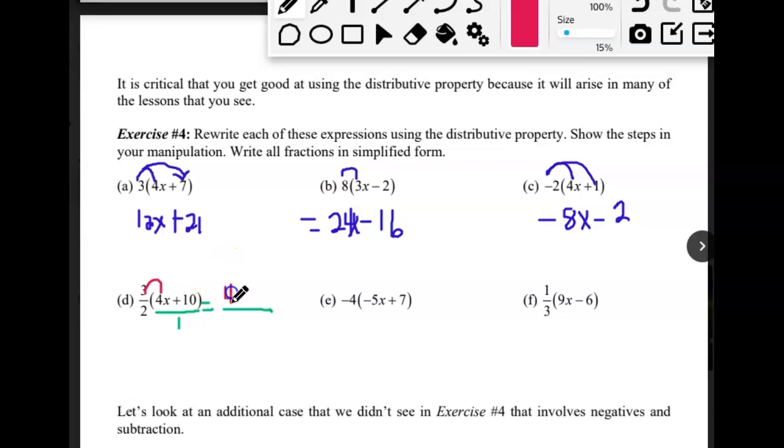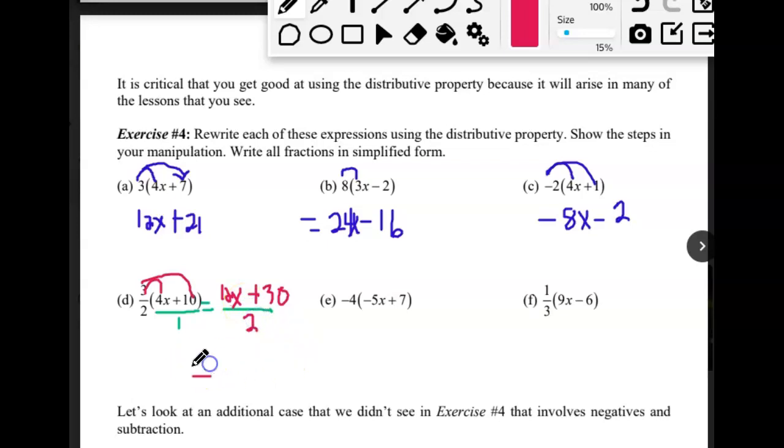12x. See, I want to write 3 times 4. So that's correct. So 12x. And then 3 times 10 gives you? 30. And then here, 2 times 1 gives you 2.